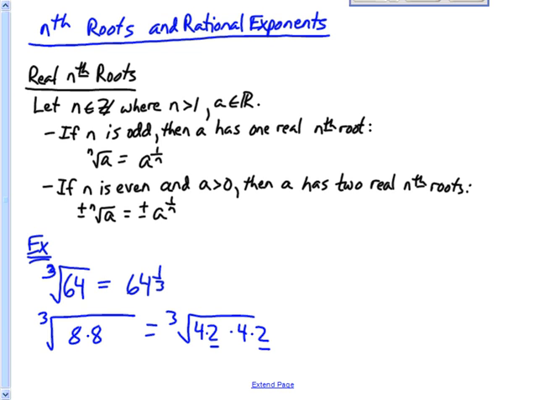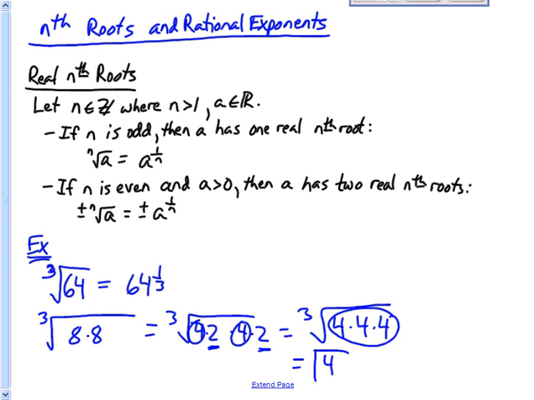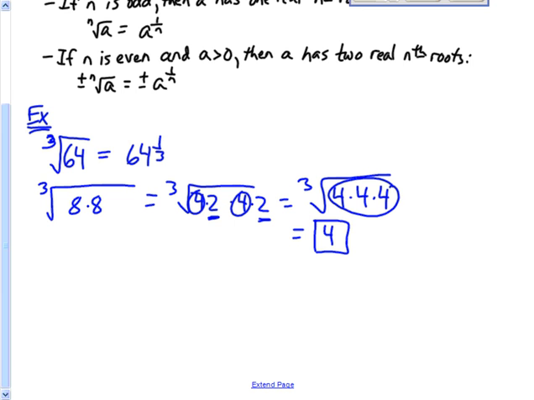Actually, let's combine those. You see how we have 4, 4, and then with those, I have another 4. I've got 3 of a kind, right? So the third root of 64 is 4. Or in other words, 64 to the 1/3 is 4. Let me extend this a little bit.